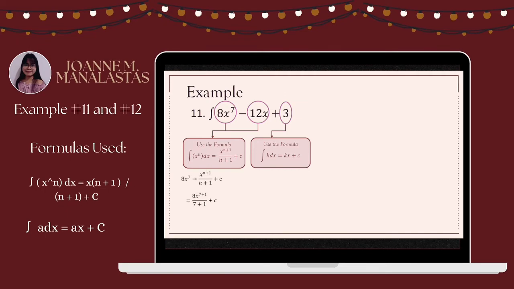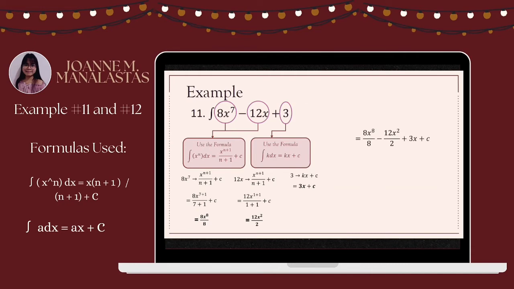For the solution, substituting 8x raised to 7 into the formula, we have 8x raised to 7 plus 1 all over 7 plus 1 plus c, and we get 8x raised to 8 over 8. For 12x, substituting it into the formula, we have 12x raised to 1 plus 1 all over 1 plus 1 plus c, and we get 12x squared over 2. And for 3, we will have 3x plus c.